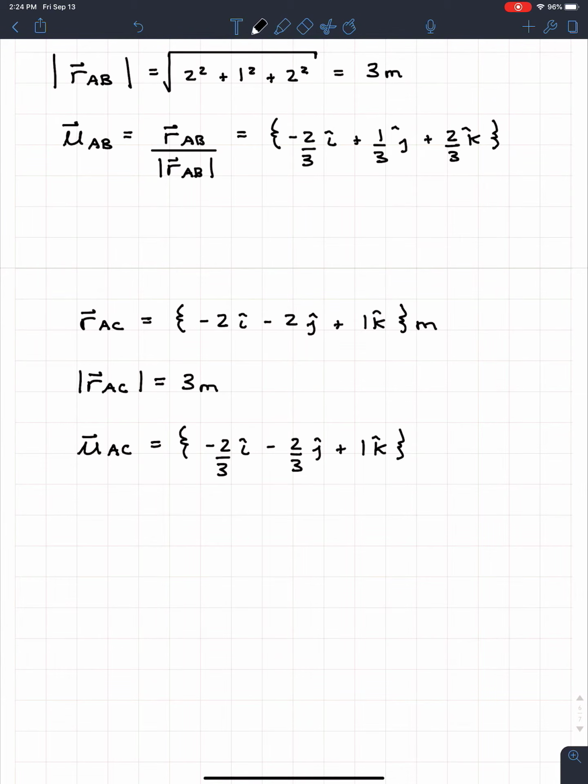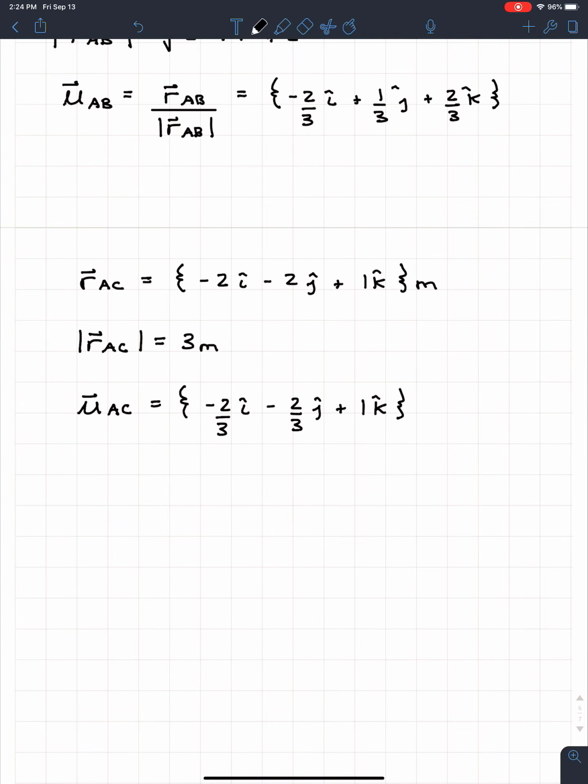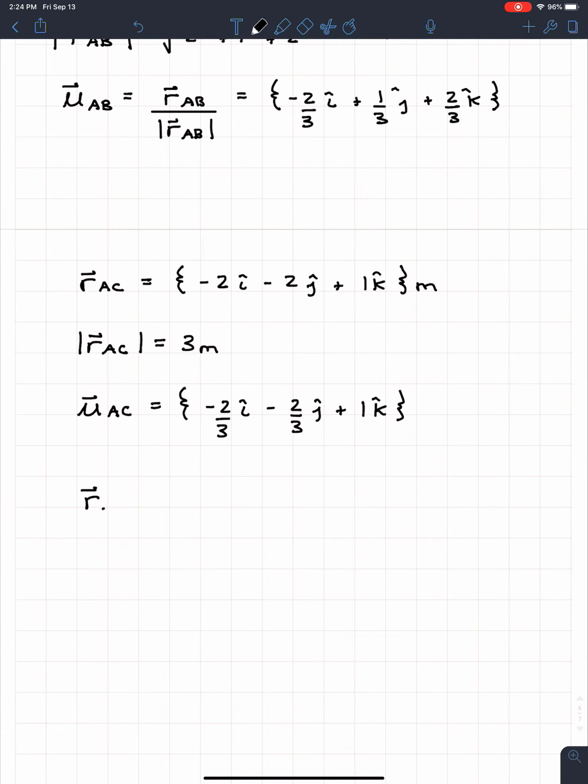So 2 vectors down so far, not too bad. You already know what we're doing. This is more review at this point. The last one that we're going to want is RAD. Now this one's kind of interesting, and I'll show you a little trick at the end for this. But let's just pretend that we don't know. We know that RAD is going to be equal to the coordinate points at D, which is 3I plus 0J, and plus 0K.